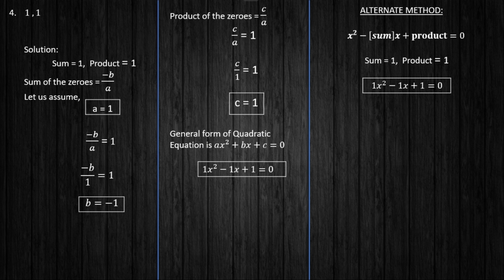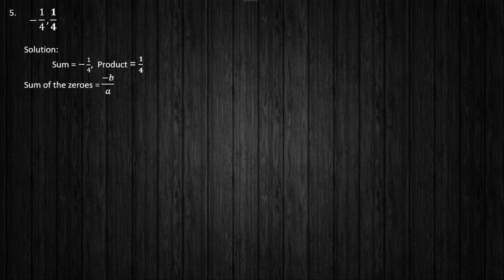Moving on to the fifth question of this session. The fifth question is minus 1 by 4, 1 by 4. Here the sum is minus 1 by 4 and the product is 1 by 4. First we need to find out the sum of the zeros, which is given by the formula minus b by a.